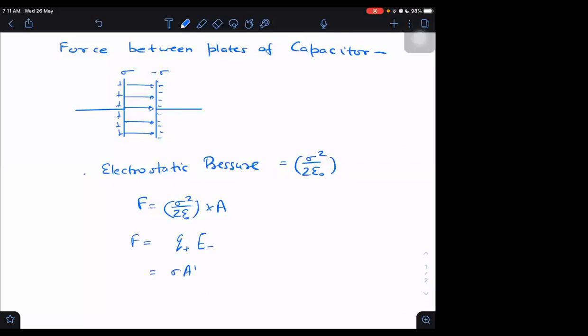What is the charge? Sigma into area. And what is the field due to the negative plate? Which is nothing but sigma by 2 epsilon naught. So the force is sigma square by 2 epsilon naught into area. Have you understood this? This is the force.